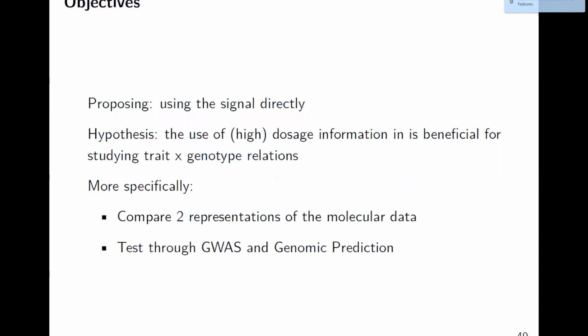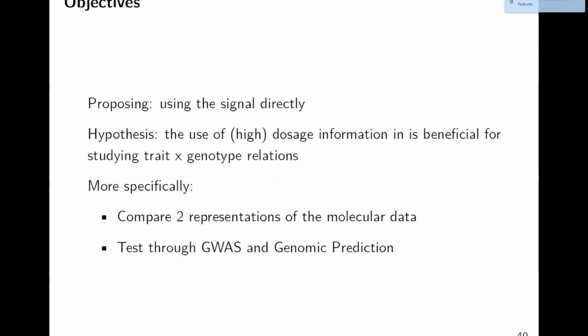Is it worth it to use the dosage information when doing quantitative analysis in sugarcane? Maybe it's not worth it, right? So maybe a simpler analysis in which we just look at the presence and absence of alleles is enough, and we can't do better than that. So I'd like to test this hypothesis.